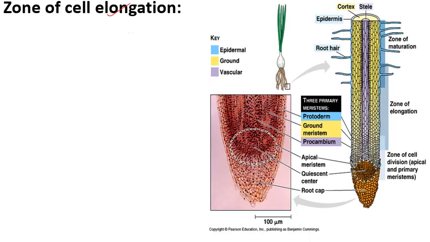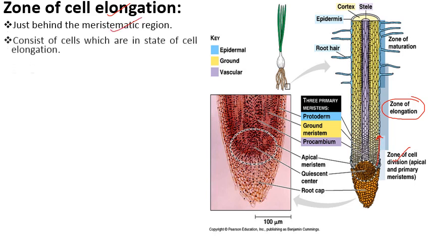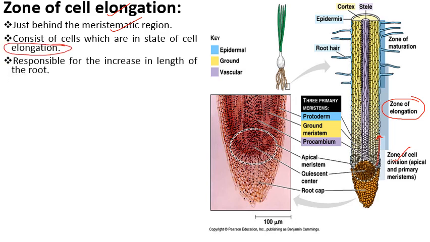Next comes the zone of cell elongation. This is present just behind the zone of cell division. This zone is called the zone of elongation. It lies just behind the meristematic region and consists of cells which are in a state of elongation, and it is responsible for increasing the length of the root.